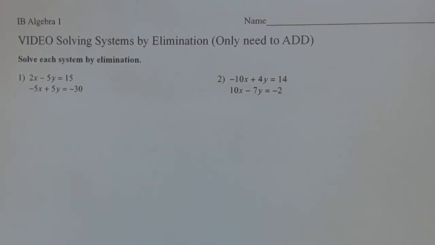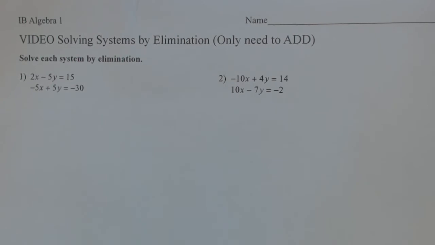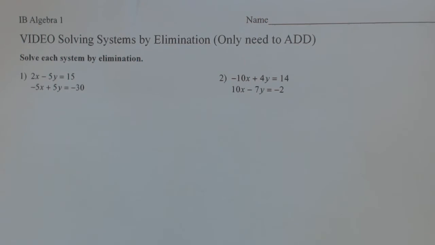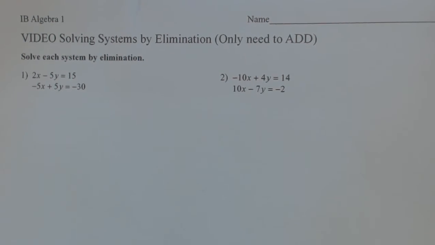Today we're going to be learning about solving systems by elimination, and it says only need to add. So we're going to be doing probably 4 different ways to solve by elimination. The process is the same, but it's what you have to do to 1 or 2 equations to actually be able to do that same process. So here we go. This is the first way of solving systems by elimination, only need to add.